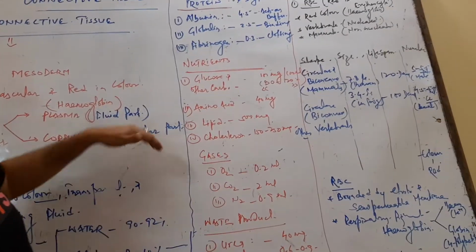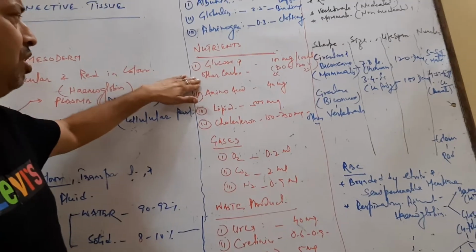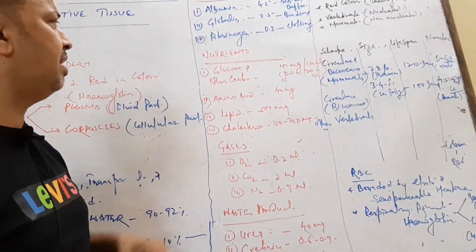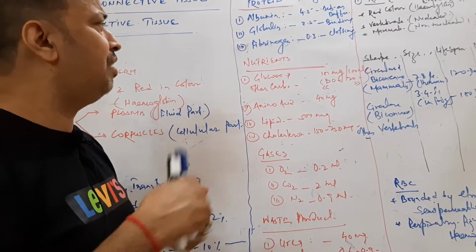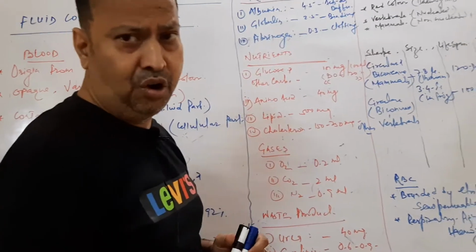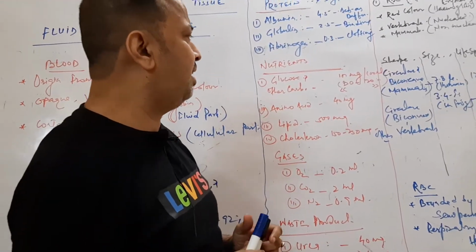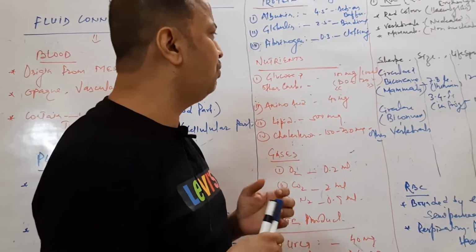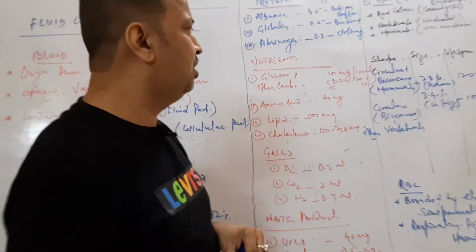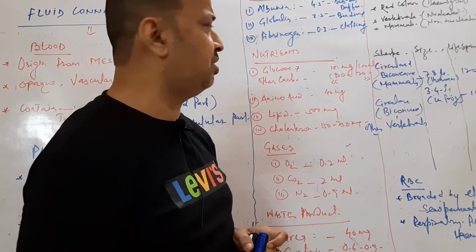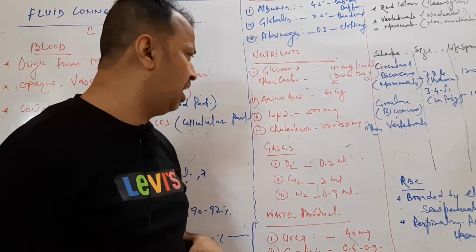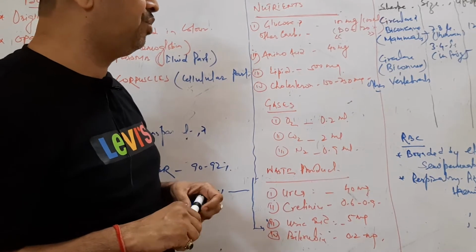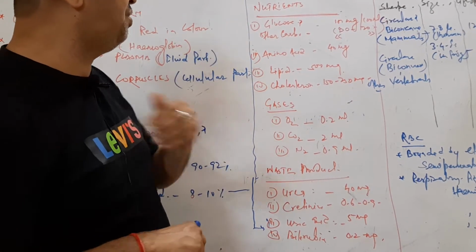Next, the nutrients present in the blood. The main nutrient is carbohydrate, that is glucose. The glucose level is 100 milligram per 100 ml. If the quantity of glucose increases or decreases from the normal value of 100 milligram, it leads to a disease called diabetes mellitus. Other nutrients are amino acid 40 milligram, lipid 500 milligram, and cholesterol 150 to 250 milligram. These are the nutrients present in blood.